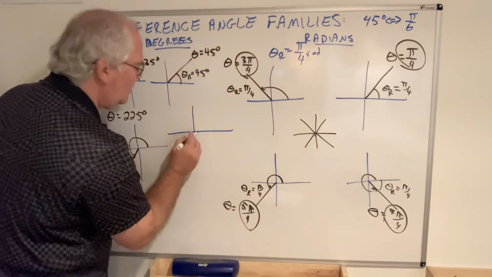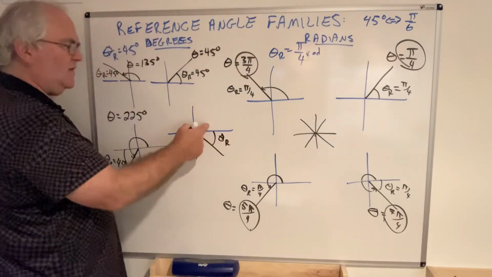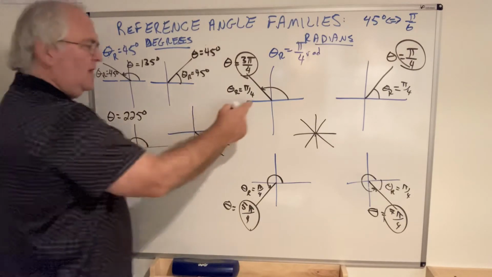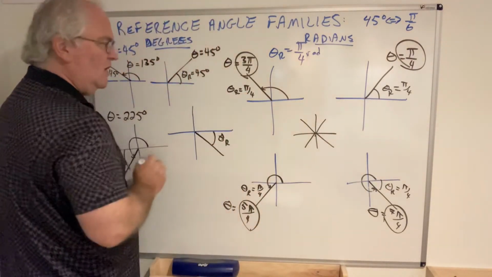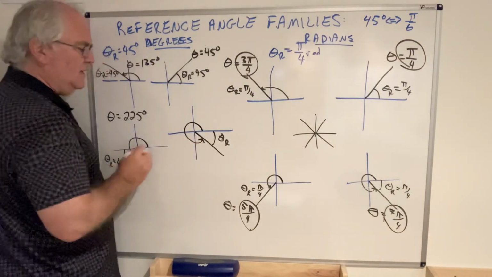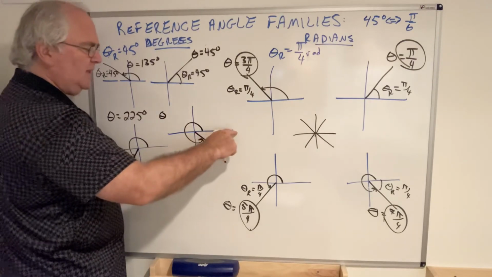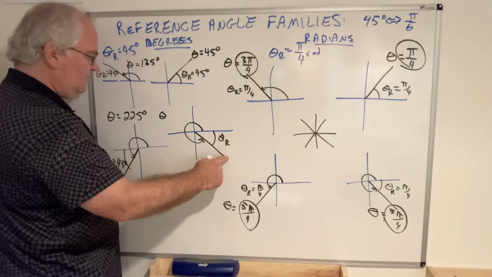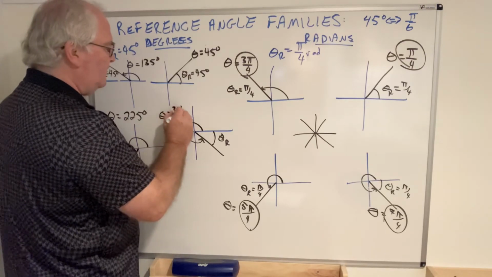Theta reference always lies against the x-axis. It never goes against the y-axis, always the x-axis. And so there's my value for theta. Theta is, in this case, 360 subtract off the 45 degrees, and so theta is, if my arithmetic is correct, 315 degrees.